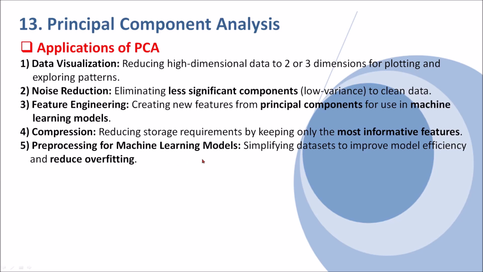Finally, preprocessing for machine learning models: simplifying data sets to improve model efficiency and reduce overfitting. If you have a data set with 10 numerical features, sometimes features have overlapping information. If we use these 10 features in the model, we encounter overfitting. Therefore, first we apply principal component analysis, reduce the dimensionality, and retain most of the information, and then we pass the data set to the machine learning models. At that time, we get good results.